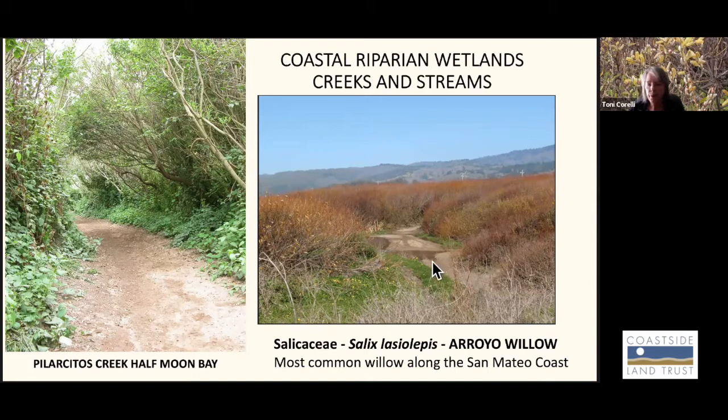These thickets are formed by underground rhizomes, which are modified stems spreading out from nearby willow trees that sprout new trees that are clones of the parent tree and form these incredible willow thickets all along the coast. Further along the creek, this photo shows that the willows open up and there is a dense understory vegetation.